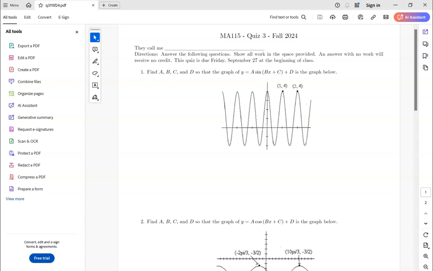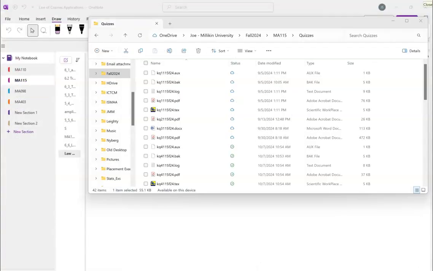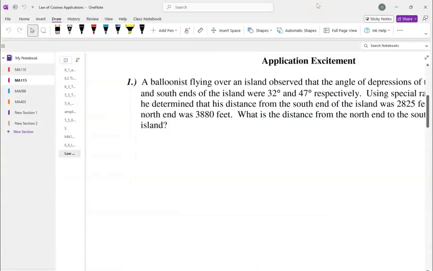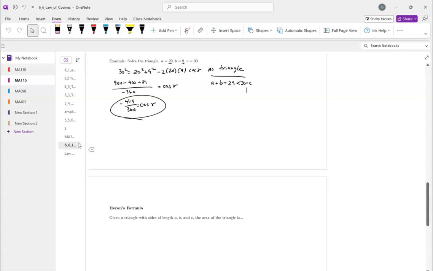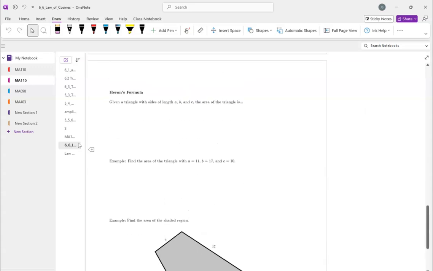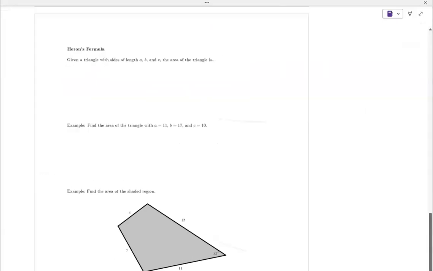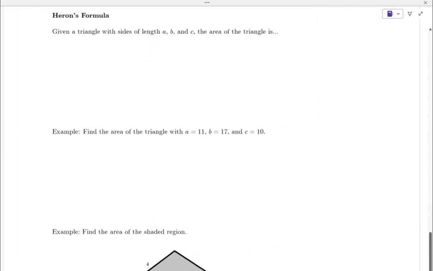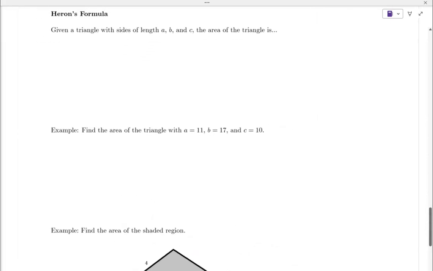All right. Any questions at all before we talk some more about law of cosine stuff? Everything's going all right? All right. Well, let's look at this last bit on law of cosine stuff and give another formula for finding the area of a triangle.